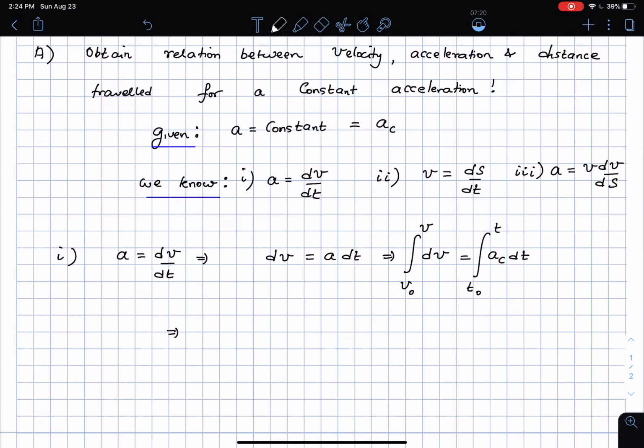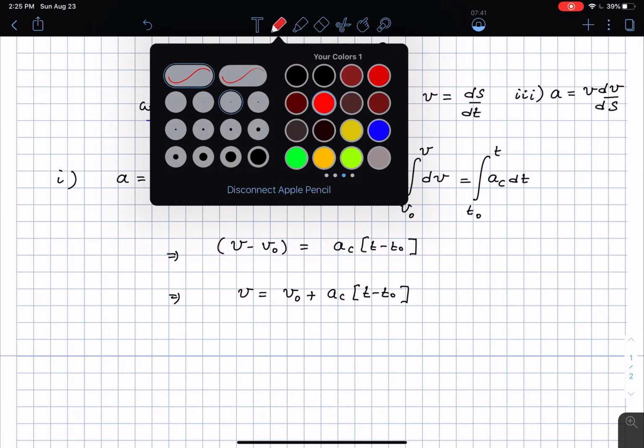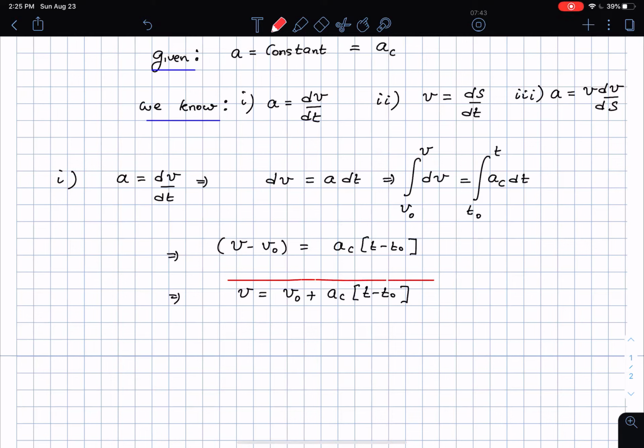If I do the integration on one side, I get v minus v0, and this is going to be ac times (t minus t0), which means that the first equation I get from the constant acceleration case is v = v0 + ac(t - t0), and I'm going to put a box on this equation. This is a fairly important one, and something that you need not remember, because this is something you can always derive, as we just did here.